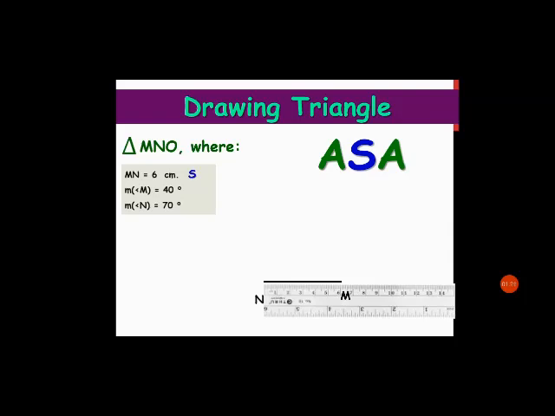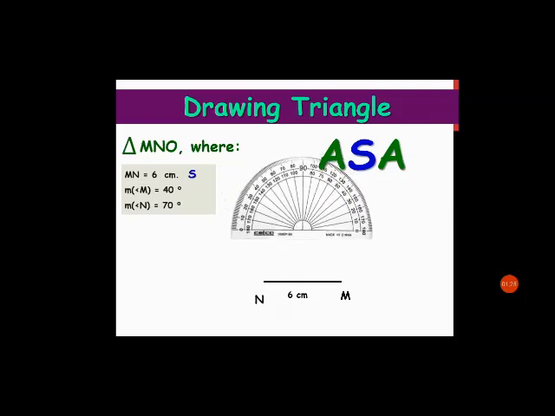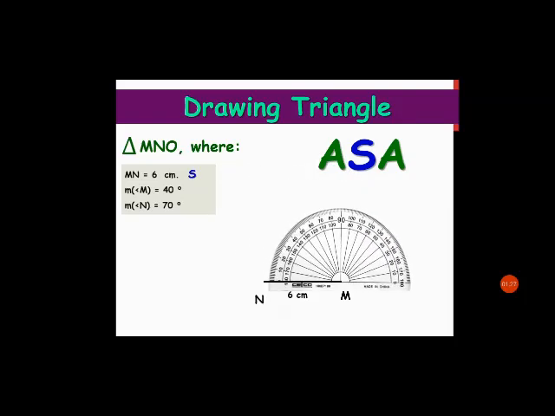Then we will use the protractor in order to draw the angle M. We will put the protractor as we did before. The center of the protractor should be exactly on the starting point M, and the protractor should not be shifted downward or upward. It should be exactly on the line. Then we will draw the angle M, 40 degrees.